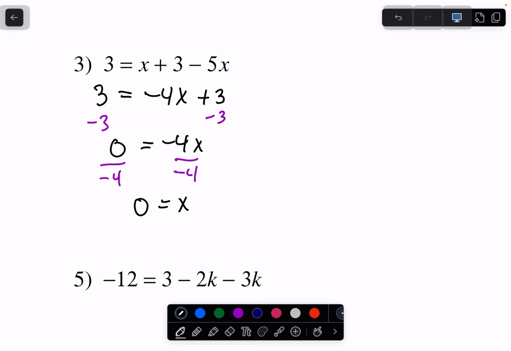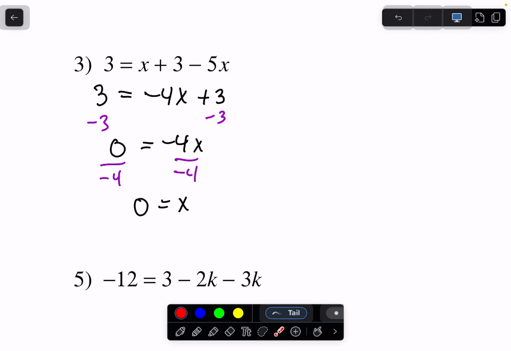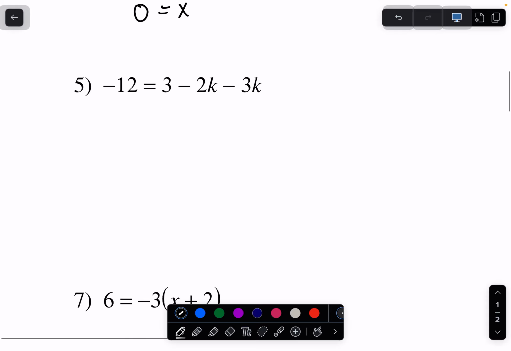And if you put 0 up into the top, here and here, you get 0 plus 3 minus 0 is 3, which is what we should check. So you can check these very nicely, just shove them into the original. Do we have any questions about how I did number 3? Okay, let's move on to 5.